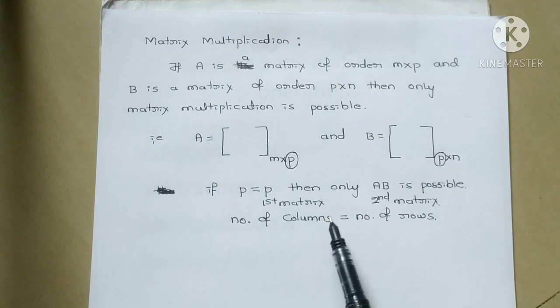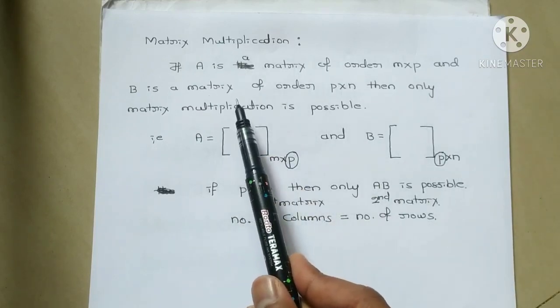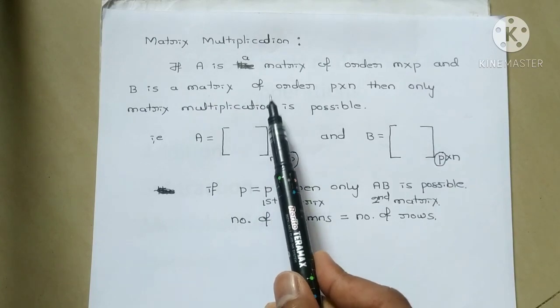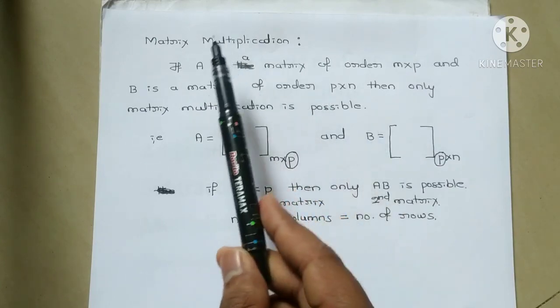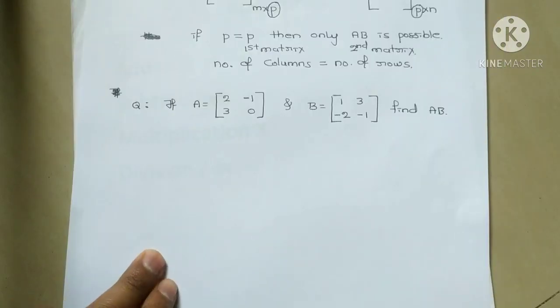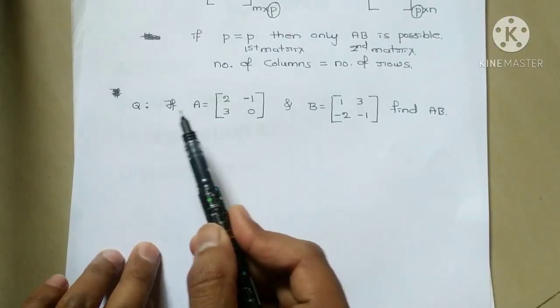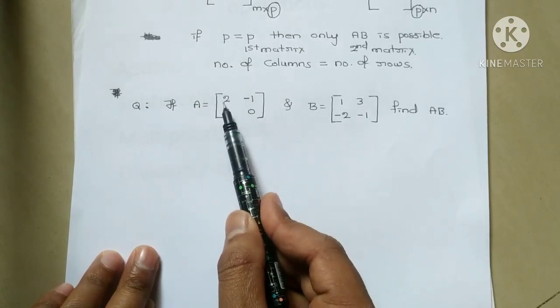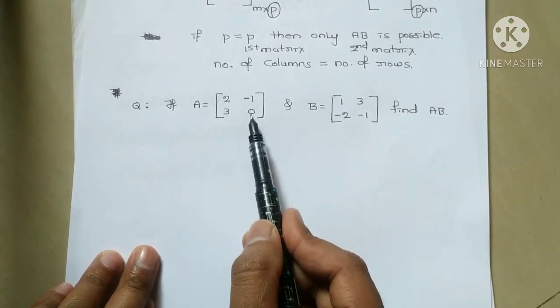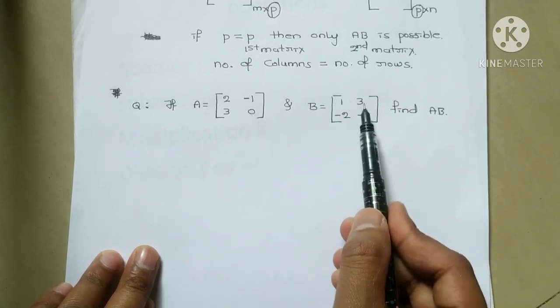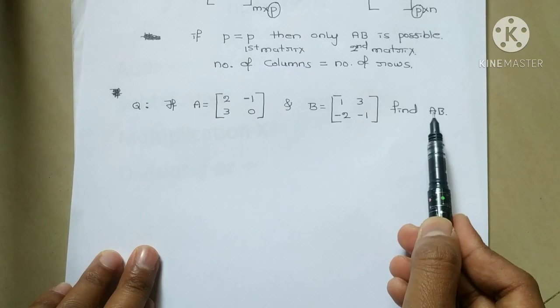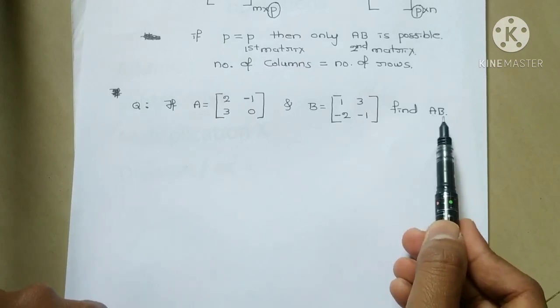After checking this condition, the second step is you need to multiply A and B. So now I will give an example. In that example, you will understand how to check the first condition, and after checking the first condition, how to multiply any two matrices. So question number 1. If A is equal to, first row 2 minus 1, second row 3 0, and B, first row 1 3, second row minus 2 minus 1, then you need to find out A into B.